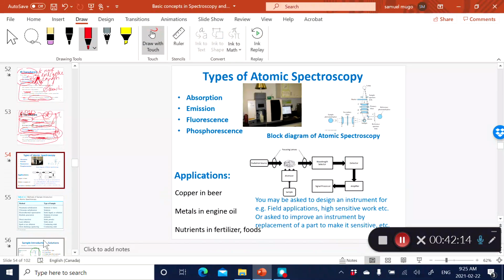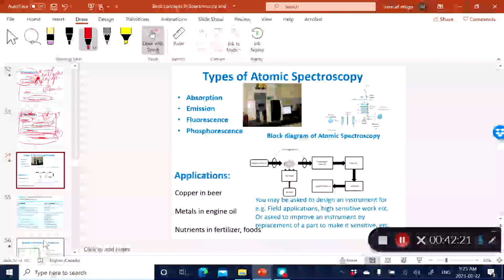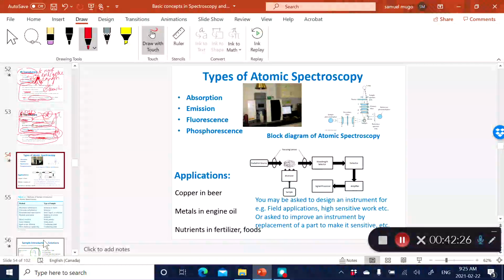So in the next lecture, we're going to talk very quickly about the different types of atomic spectroscopies, specifically the components of AAS, the components of AES, and so on, and that way we're going to complete this chapter.